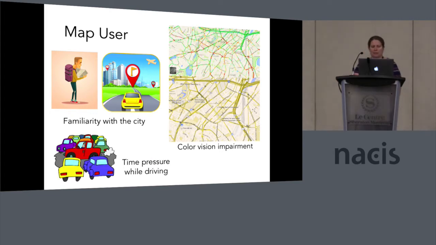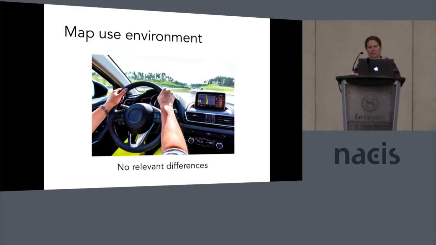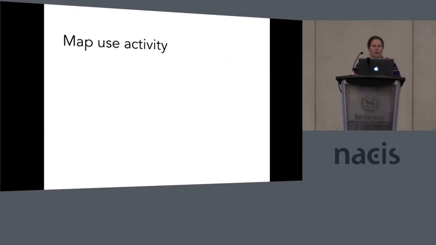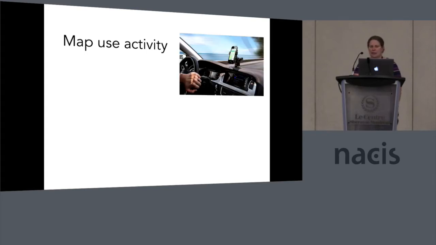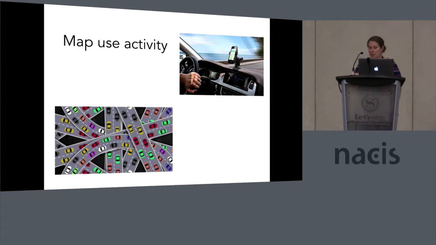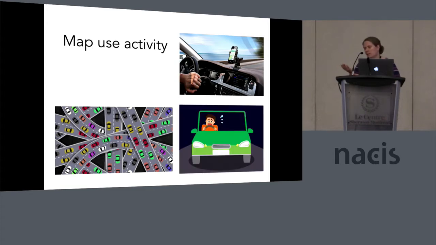Map use environment. Here we could probably say there's really not any relevant differences between these two drivers. They're both in the same car, using the same in-car GPS device, in the same traffic. Map use activity. Here we're doing the same task, at the same time, with the same number of people. So we would say maybe there's nothing relevant here.